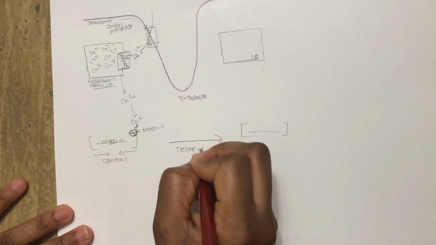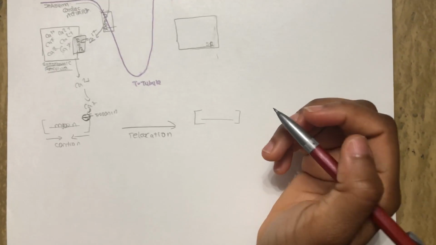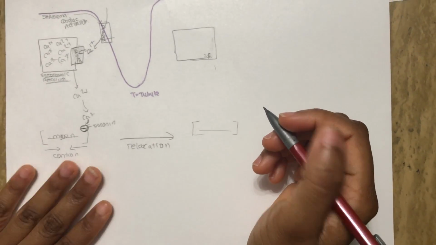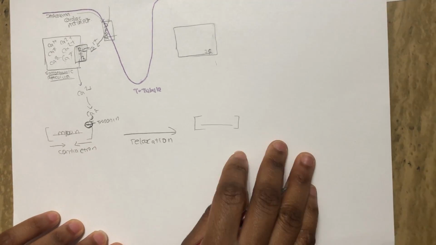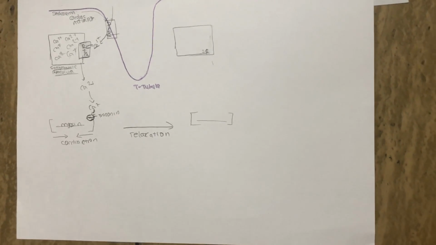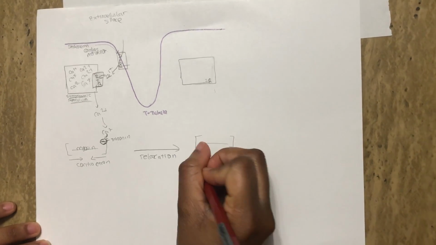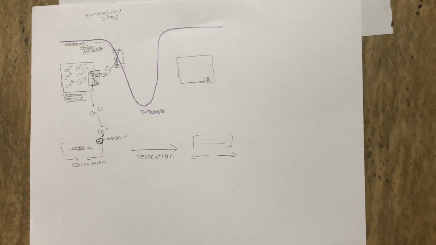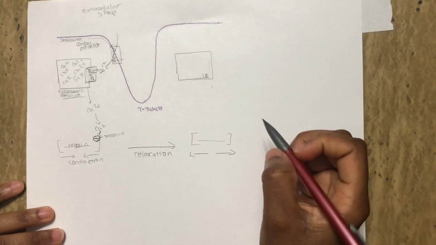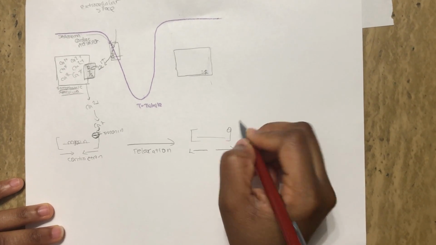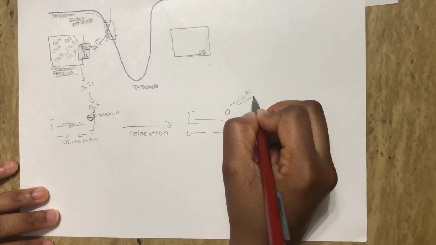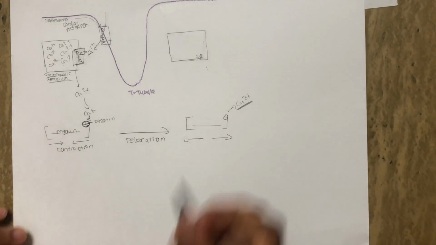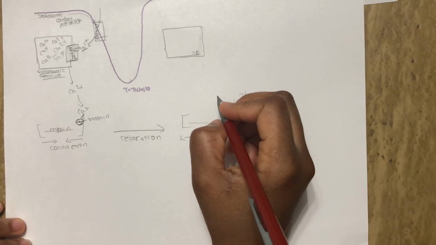So let's talk about relaxation, because if anything contracts, it must also relax. Relaxation is a little bit different from contraction, because now we're trying to stop the muscle from contracting and let it go back to its normal state. One thing we have to do is get rid of calcium, because calcium helps to activate the contraction of the muscle.